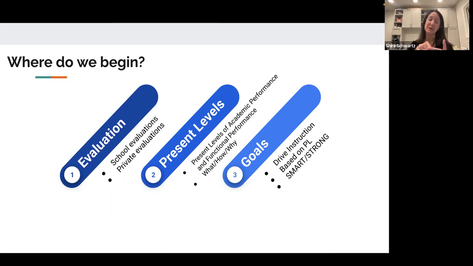So once the domain paperwork is signed, then the evaluation begins, and it's really to look at present levels of performance. So it's not just academic performance, it can be functional performance.